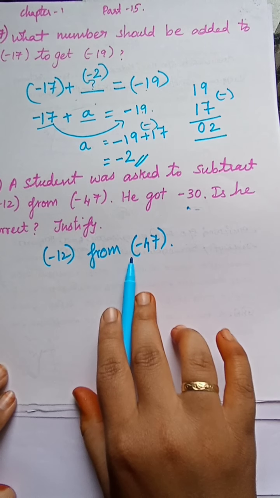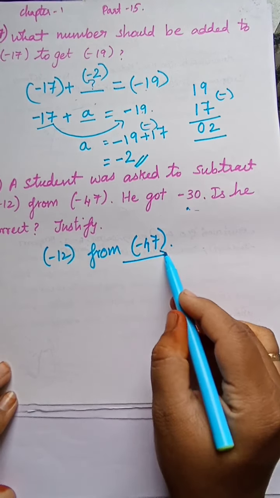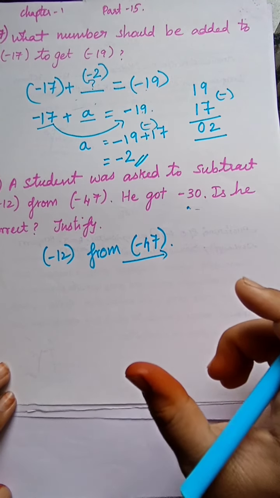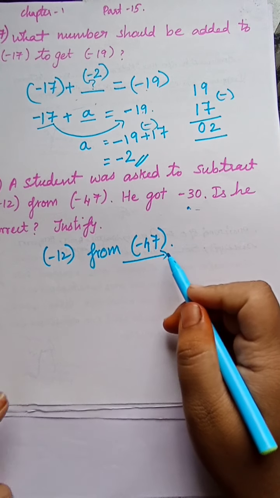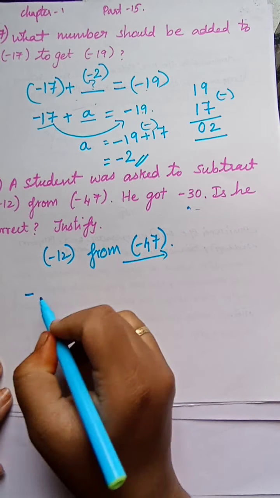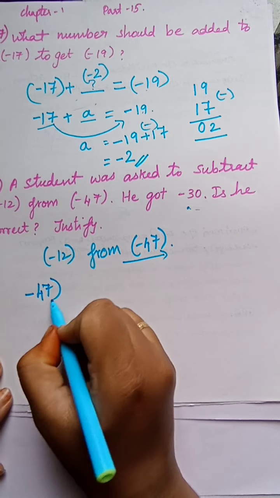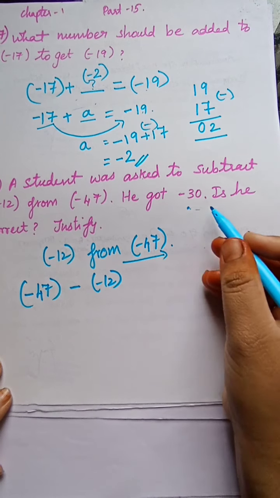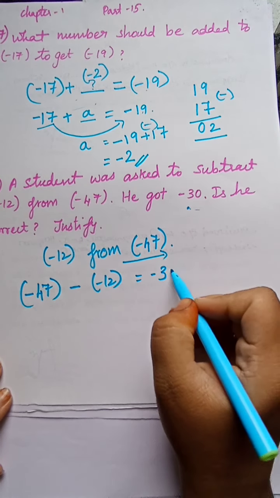So when we say "from", we have to take what comes continuously after it. Clear? So "from" means what comes after that. This has to come first, from the starting point. So what do we have to write? Minus 47 minus 12. What they have said here is minus 30.